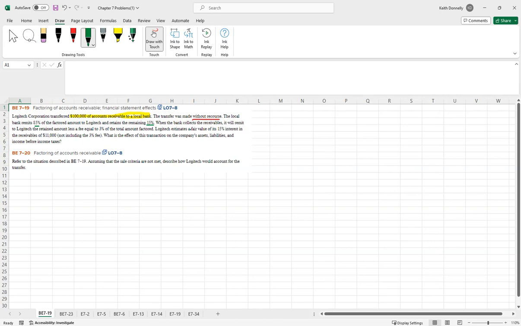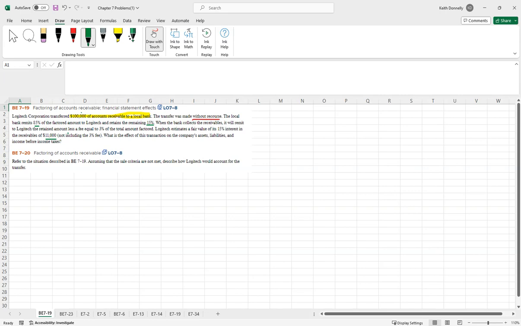Specifically, it says when the bank collects the receivables, it will remit to the company that retained amount minus a 3% fee of the total amount that was factored. They estimate the fair value of the 15% they kept to be worth $11,000, disregarding that 3% fee. They want to know the effect of the transaction on the company's assets, liabilities, and income before taxes. So essentially, it's a factoring arrangement.